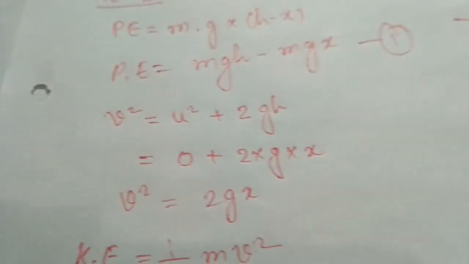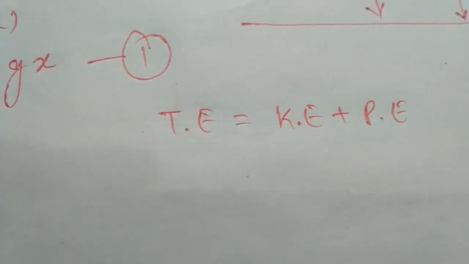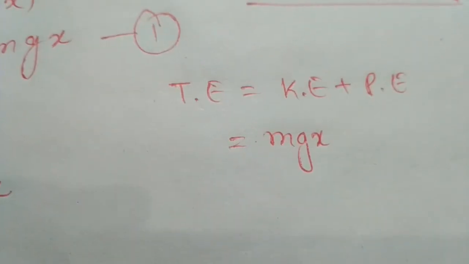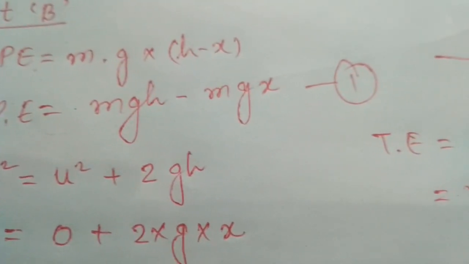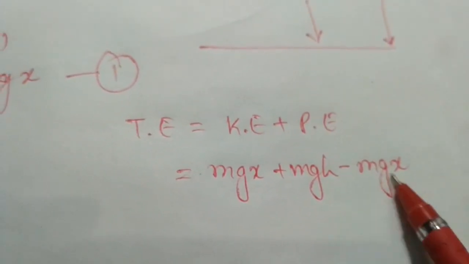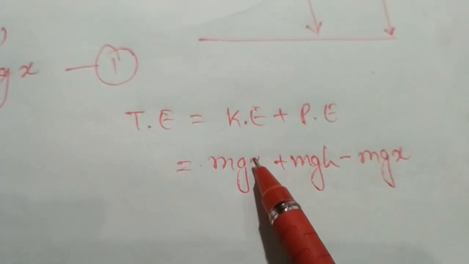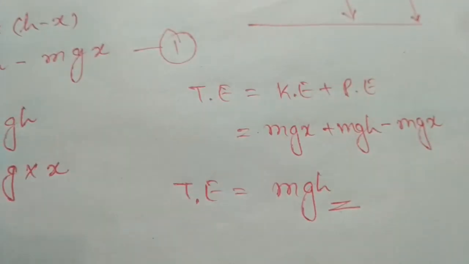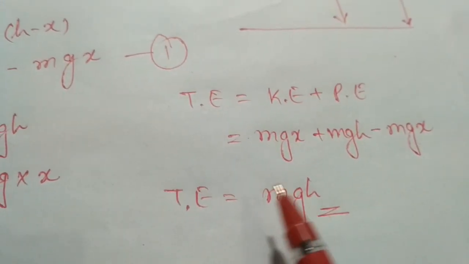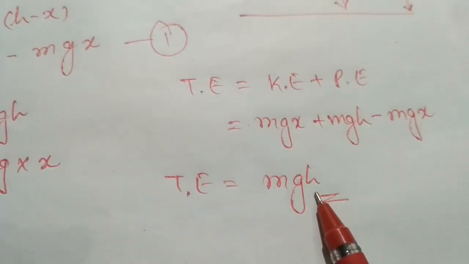Let's calculate the total energy. Total energy is equal to kinetic energy plus potential energy. Kinetic energy mgx from here and potential energy from here, mgh minus mgx. You can see mgx cancelled and the remaining is mgh only. So total energy at B is mgh.